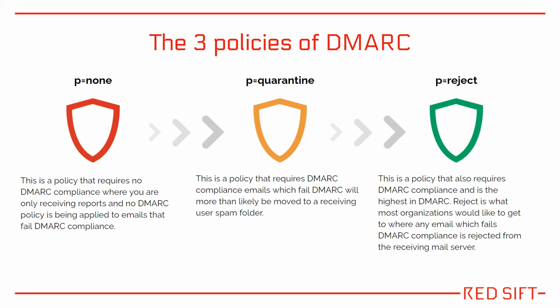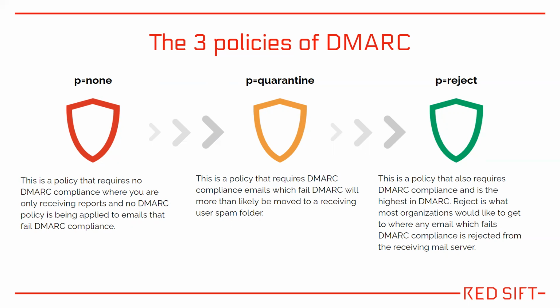to failures. Quarantine is a policy that requires DMARC compliance. Emails which fail DMARC will more than likely be moved to a receiving user's spam folder. And finally, reject. This is a policy that also requires DMARC compliance and is the highest in DMARC. Reject is what most organizations would like to get to, where any email which fails DMARC with no SPF or DKIM is rejected from the receiving mail server.